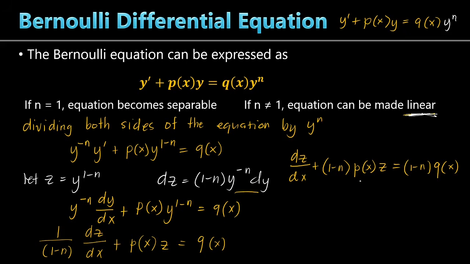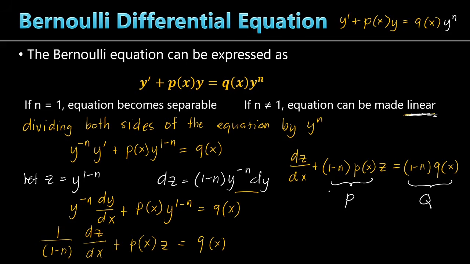standard form. Okay? So before, we only have p of x and q of x as the functions of the independent variable. But now, the p of x and q of x are both multiplied by the factor 1 minus n. Okay? So, I will just simply represent this as the new capital letter P. And this will be my new capital letter Q.